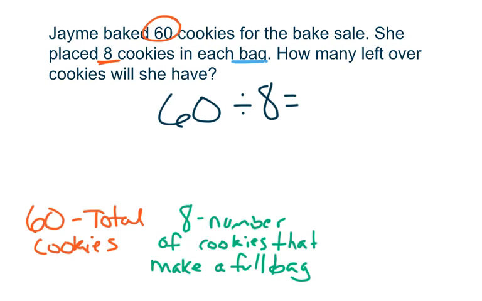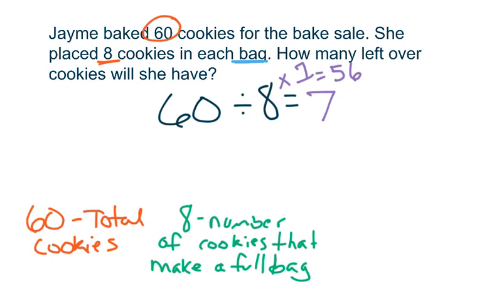So I can draw a picture to help me with this, or I can think about multiplication. I'm going to think about multiplication. So 8 times what gets me close to 60 without going over? 8 times 7, that's going to give me 56. So 7 is going to be my quotient.